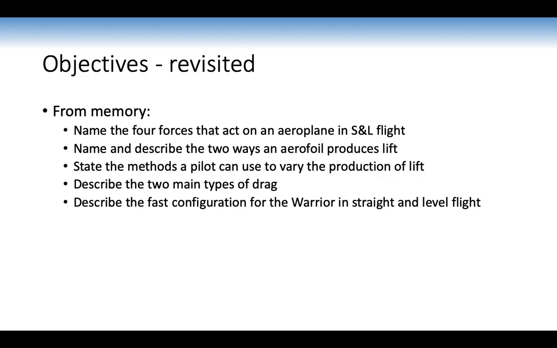So from memory, name the 4 forces that act on an aeroplane in straight and level flight. So I've got thrust, lift, weight, and drag. Name and describe the 2 ways an aerofoil produces lift, so the flat plate theory and Bernoulli's theory. State the methods a pilot can use to vary the production of lift. So we've got power plus attitude, and that's what we use to get the desired performance, which is lift. Describe the 2 main types of drag, so we've got induced drag and parasite drag, and describe the fast configuration for the Warrior in straight and level flight. So 2500 RPM, attitude slightly lower than 1/3 ground to the sky, speed about 110 knots, and your trim and balance.